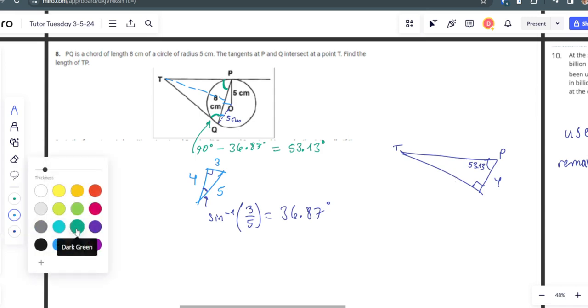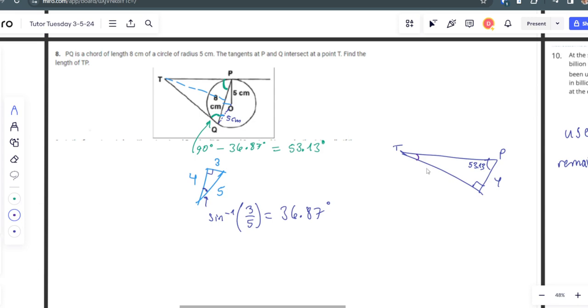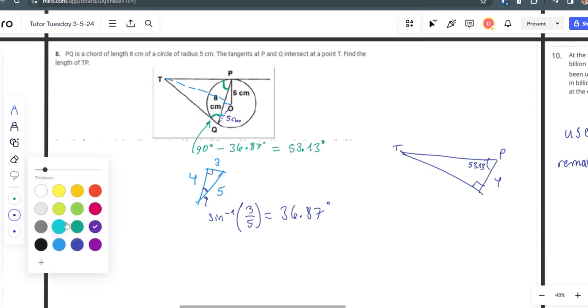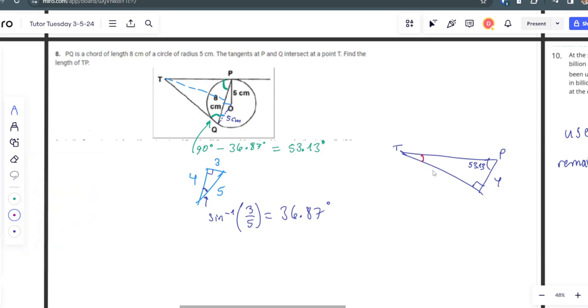Because we can use law of sines here. So this angle in red that I'm going to draw is 180 minus 90 minus 53.13, which I'm pretty sure is just that 36.87. So if we use sine of 36.87 over 4, that's the same as sine of 90 over TP.